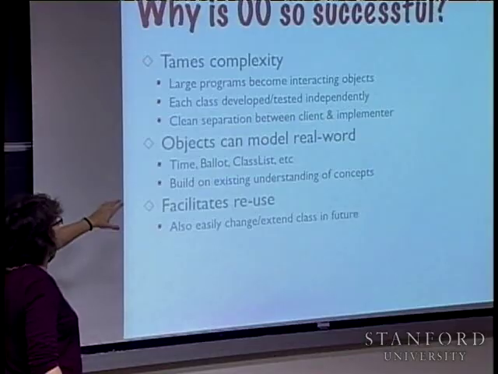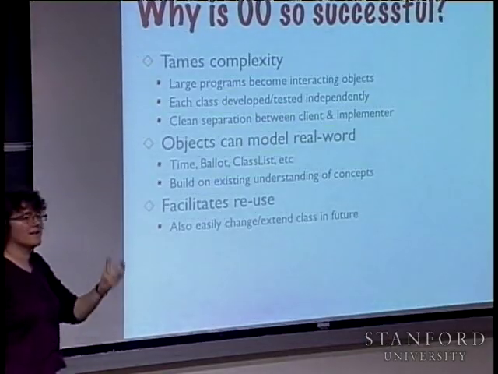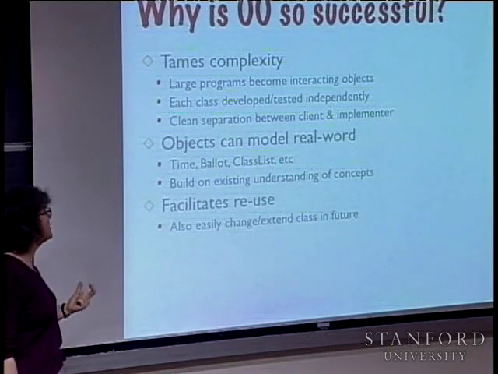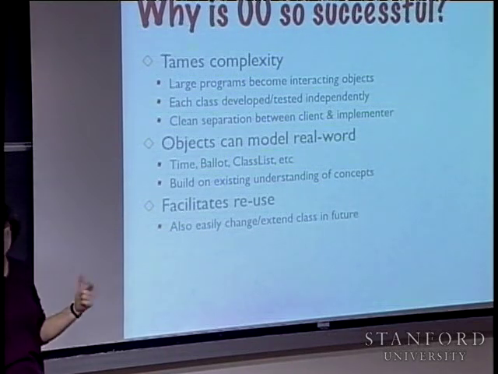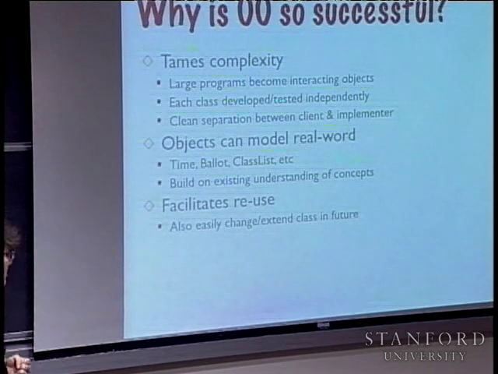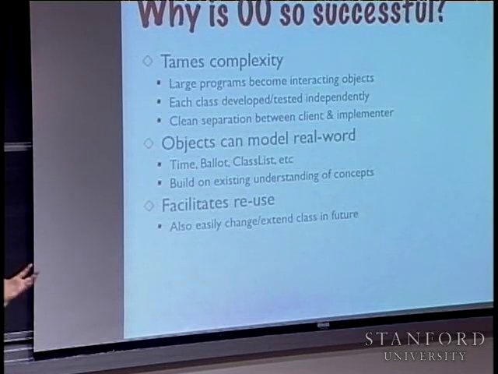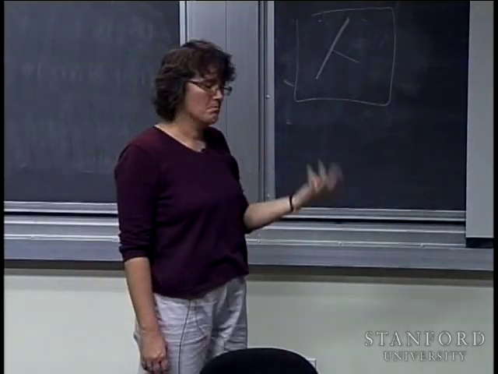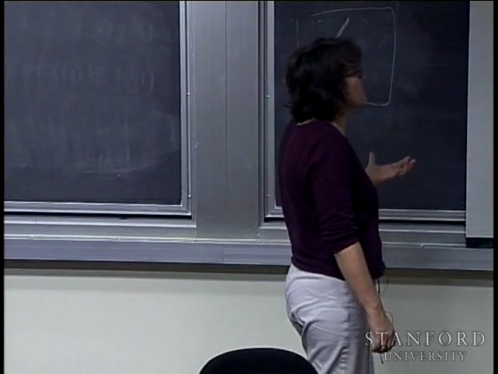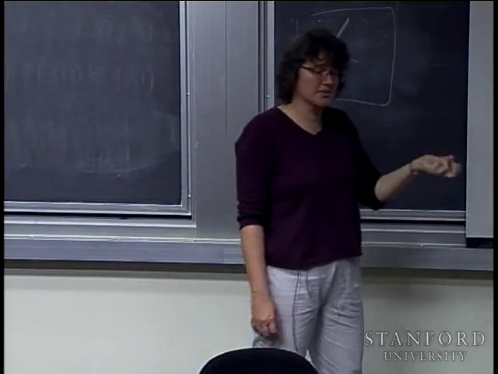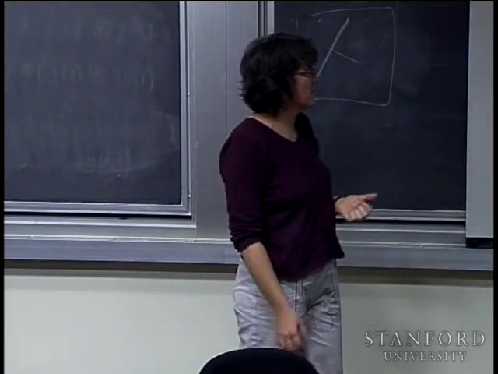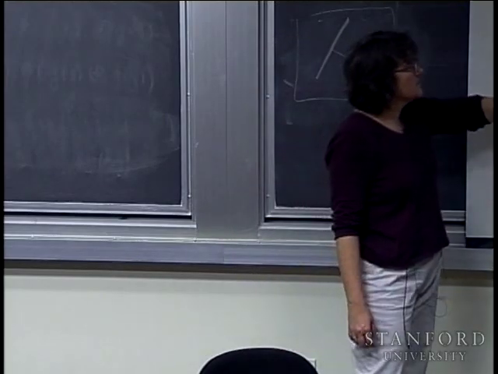It has the advantage of modeling the real world, in that we tend to talk about classes that have names that speak to us. What's a ballot? What's a class list? What's a database? What's a time, a string, a fraction? We have ideas about what those things are in the real world, and having the class model that abstraction makes it easier to understand what the code is doing and what that object's role is in solving the problem. It also has the advantage of facilitating reuse.